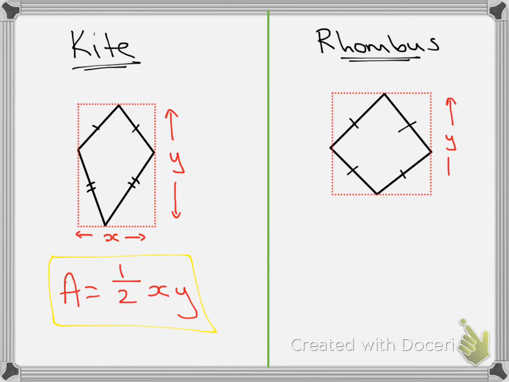Next up, our rhombus. Again, looks similar to a diamond, except all four sides are the same length. Now the picture that you see there isn't quite drawn to scale, but all four sides are the same length, compared to the kite where two sides are the same length, and then the next two sides underneath that are the same length but different numbers. So the rhombus, again, same formula there, area equals half times x times y.